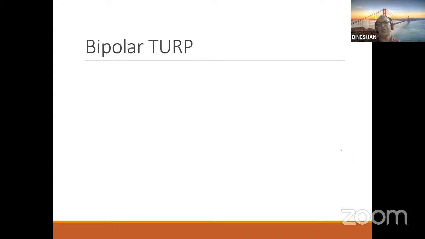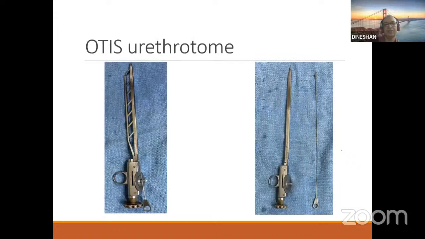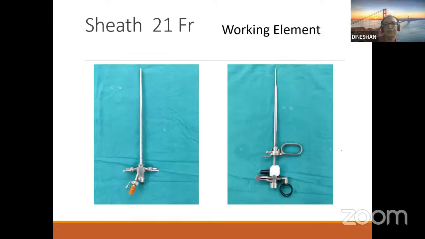But the main disadvantage is that it is slow. Even for a grade 1 gland, you may sometimes take an hour or so. So it's a slow resection. But the advantage is that the chance of TUR syndrome is less. So you must be familiar with the loops of bipolar. And again, as I have already mentioned, the operator jerk can be reduced with bipolar.